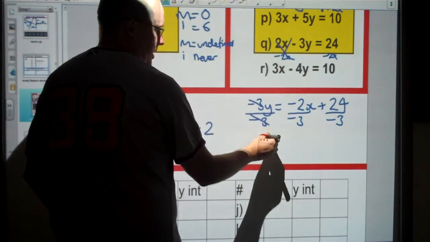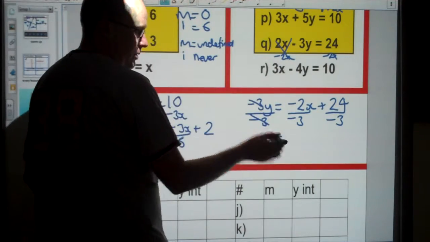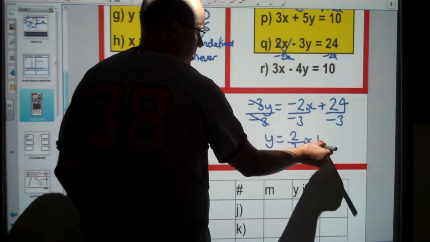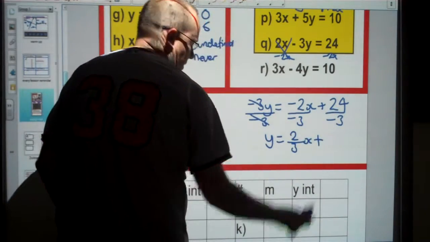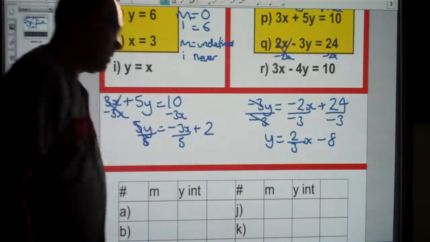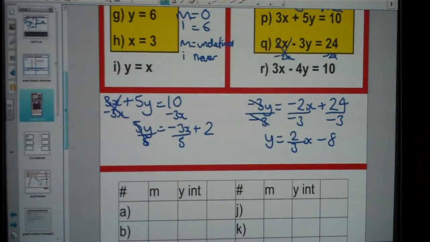So the negative 3's cancel, so I get y equals, which is what I was trying to do. The two negatives cancel, so I get 2/3 x. And 24 divided by 3 actually turns out to be negative 8, so I'm going to subtract 8. Meaning that my slope would be 2/3 and my y-intercept would be negative 8.